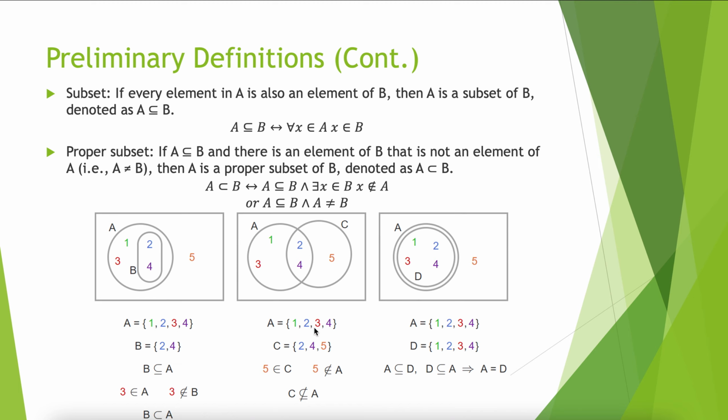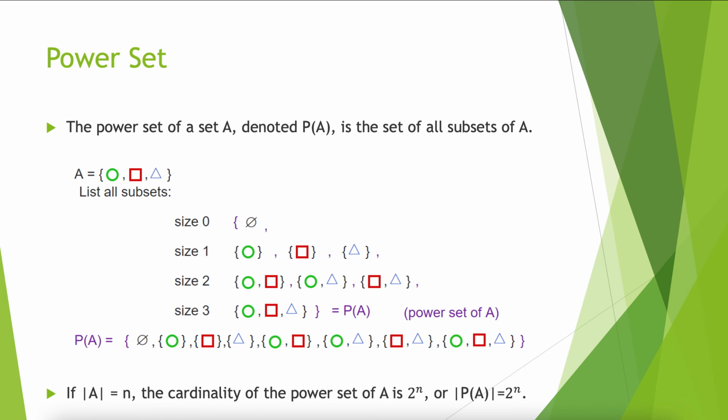Now A is 1, 2, 3, 4, and C is 2, 4, 5. Now 5 is the number that belongs to C but 5 doesn't belong to A. Therefore C is not a subset of A. Everything has to go in there. If it doesn't go in there, then you're going to see different issues and we're going to call them different things. So if A is 1, 2, 3, 4 and D is 1, 2, 3, 4, basically they're both subsets of each other. They're essentially equal.